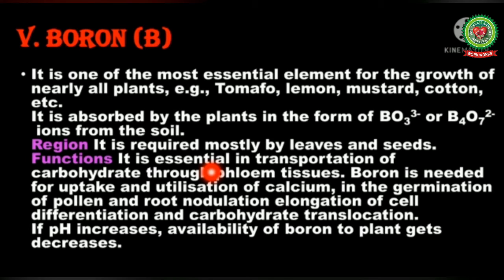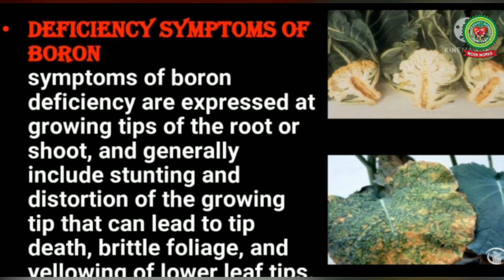Deficiency symptoms of boron include death of root and shoot tips, loss of apical dominance, abscission of flowers, small size of fruits, absence of root nodules in leguminous plants, and stunted growth.